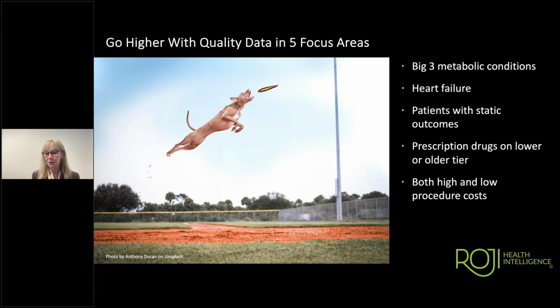down into each episode. You'll be looking at prescription drugs that are on a lower or an older tier and how often they're used and whether they're appropriate, and looking at both high and low procedure costs. You don't want to put your physicians in a defensive posture by only looking at one end of the spectrum, because you will easily find some interesting variations on the low end of the procedure cost spectrum as well.